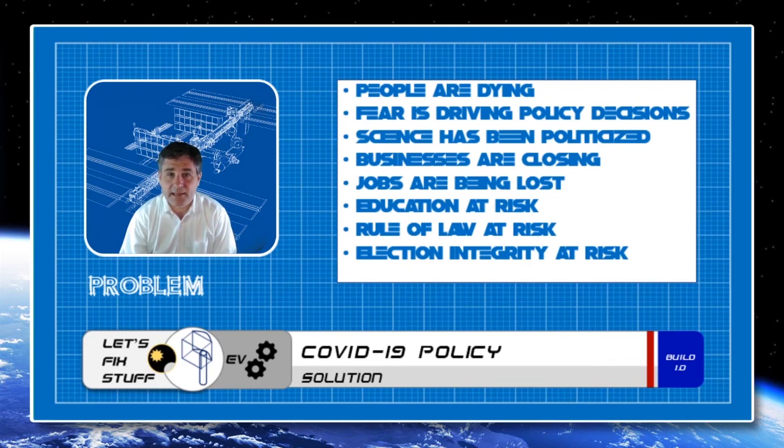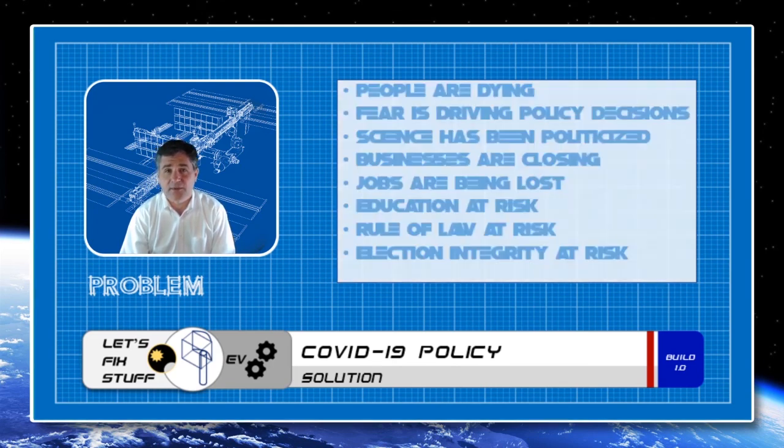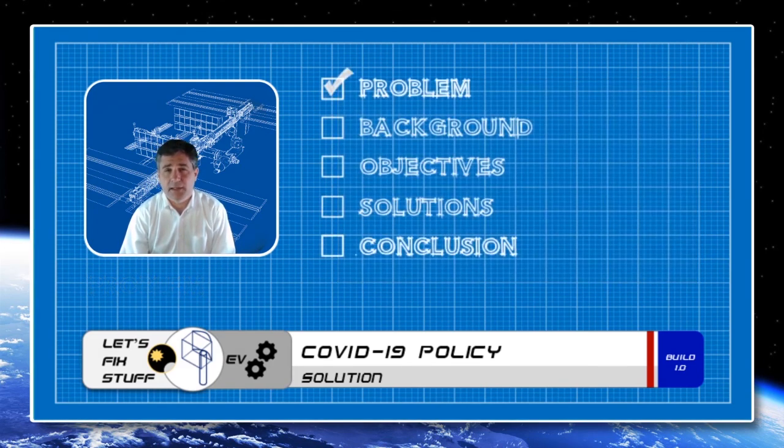People are indeed dying. One of the biggest issues beyond that, though, is the fact that the response to the pandemic has been one of fear. And it's been fear that's been driving a lot of the policy decisions, not data. Science itself has been politicized, businesses are closing, jobs are being lost, education's at risk, the rule of law is at risk, and our election integrity is at risk. That kind of defines the problem.